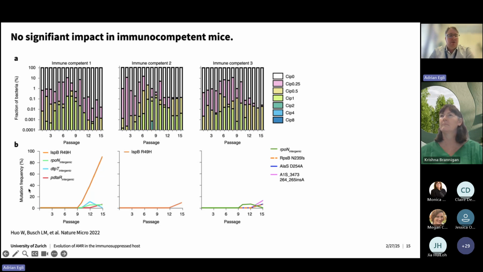Here you can see mutational frequencies. They indeed observed some mutations. So that's passages on an agar plate. And it seems that there were some accumulations of mutations, which could be a plate adaptation, basically.